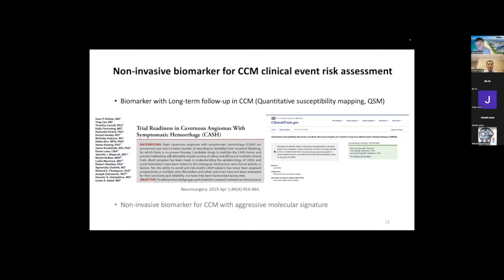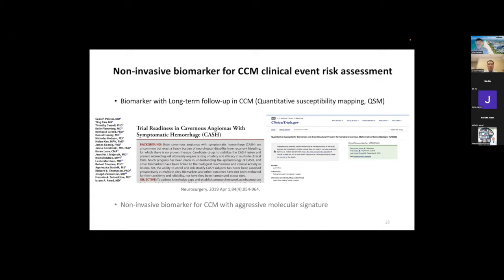One of the non-invasive biomarkers is MR imaging with a special sequence called QSM, which is quantitative susceptibility mapping. To test whether it can be used as a biomarker for CCM progression, we track the change during a long-term follow-up to see whether the QSM feature and its change correlate with hemorrhage or seizure. And Dr. Isama Watt from the University of Chicago is conducting this in a multiple center study group. And my group also registered a study, we call it CRESS.